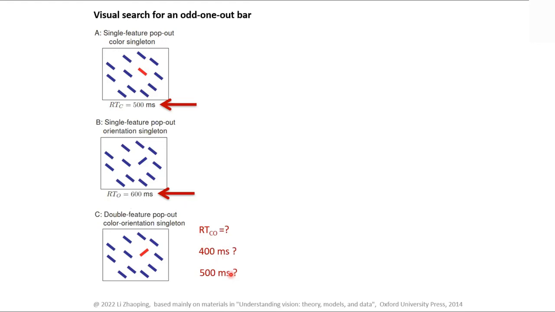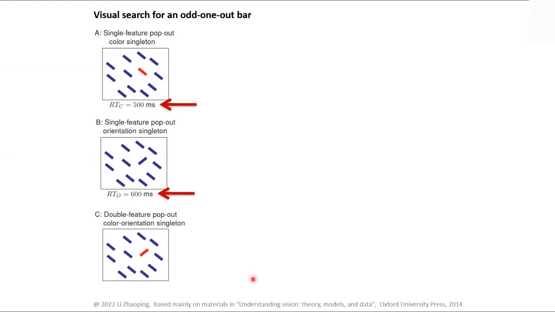Now let's try to be a scientist. You know this is 500, this is 600. 400, why 400? You're trying to use the summation rule, remember to use the maximum rule. Maximum rule, remember? You want to take the maximum response, okay?